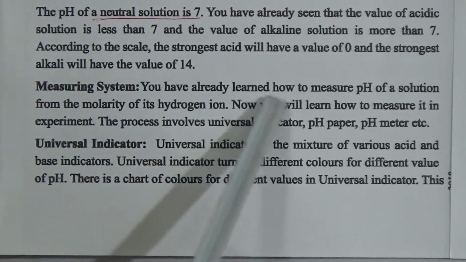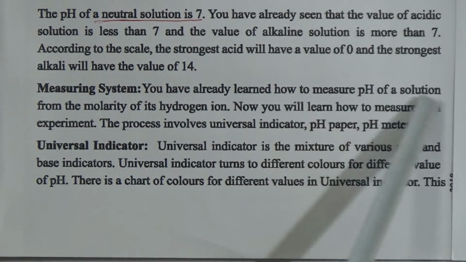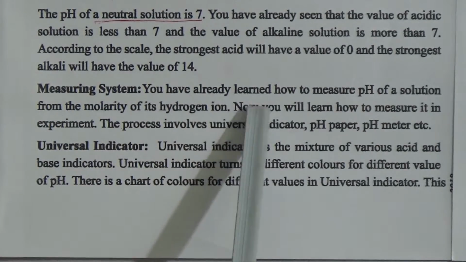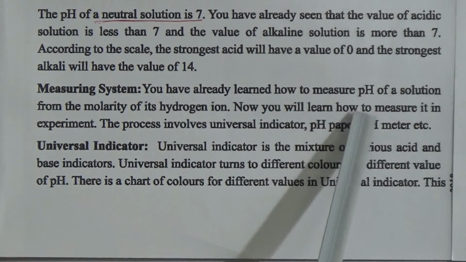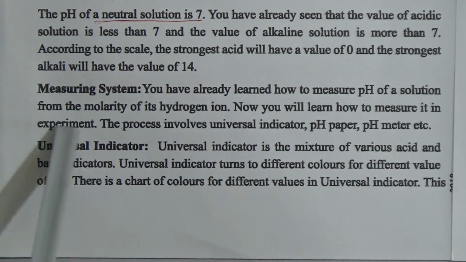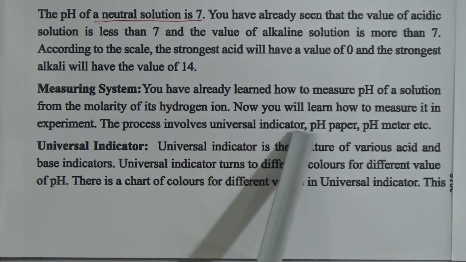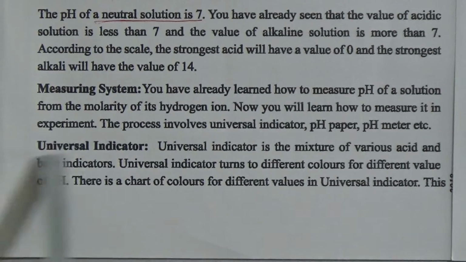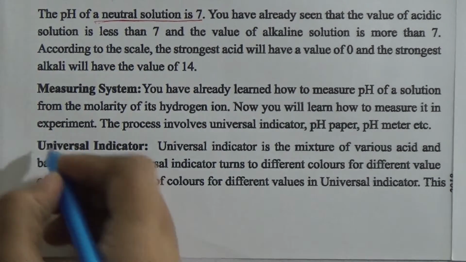Now come to the measuring system. We have already learned how to measure the pH of a solution from the molarity of hydrogen ion. Now we will learn how to measure it in experiment through the universal indicator, pH paper and pH meter.